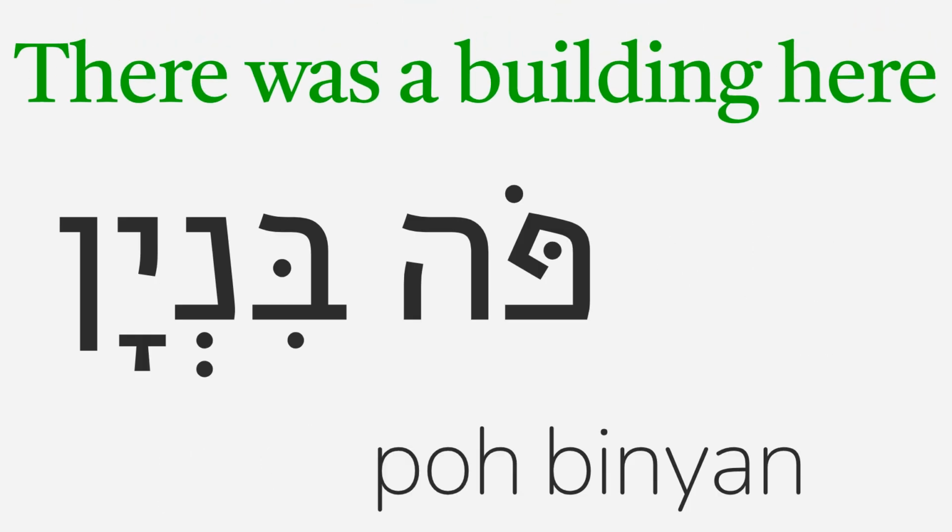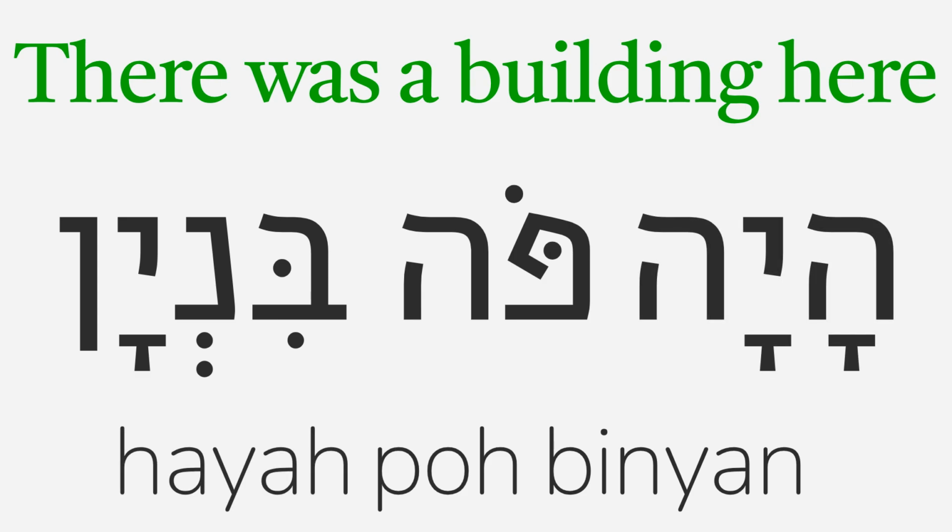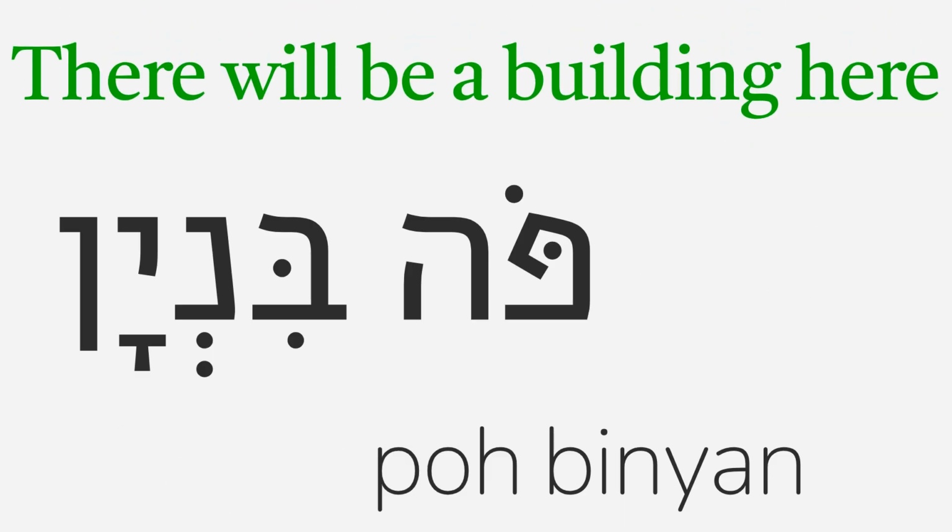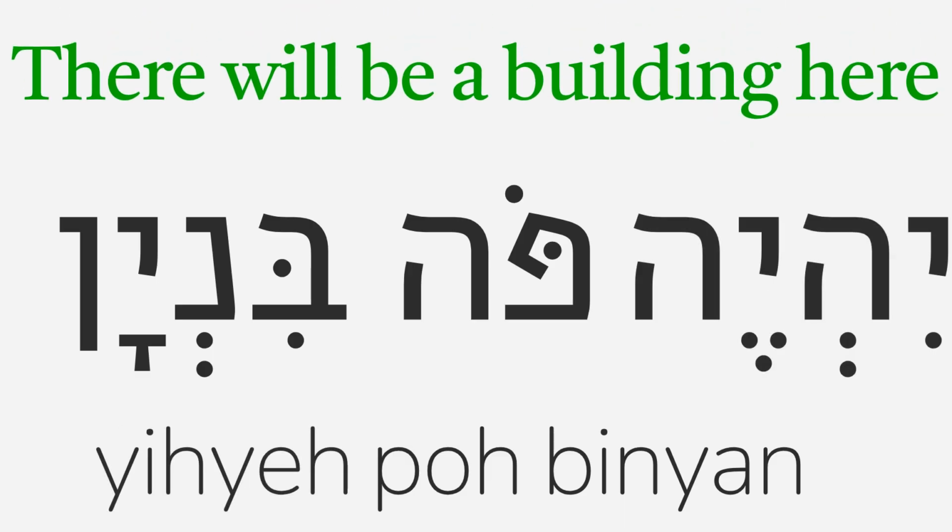To say there was a building here, we must use the past tense of the verb lihiot. This past tense verb will be in the hu, he form, because the word binyan is a masculine singular word. So this is haya. Haya po binyan. There was a building here. And to say there will be a building here, we use the future tense yihyeh. Yihyeh po binyan. There will be a building here.